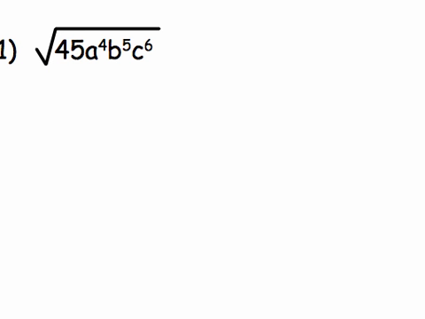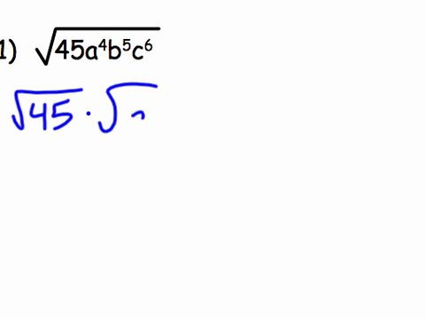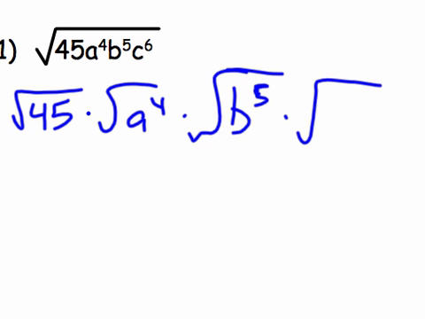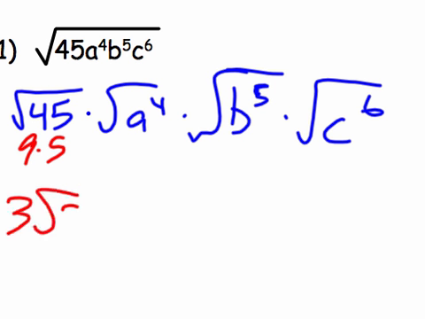I'm going to write all this out so we don't confuse it. So what I can do here is break this off. I can take the square root of 45 times the square root of a to the 4th times the square root of b to the 5th times the square root of c to the 6th. Some of you are going to be able to skip this step, but it's good to see this right away. Like I said, 9 times 5 for the square root of 45, so I have 3 times the square root of 5. And then the square root of a to the 4th is a to the 2nd, so times a to the 2nd.